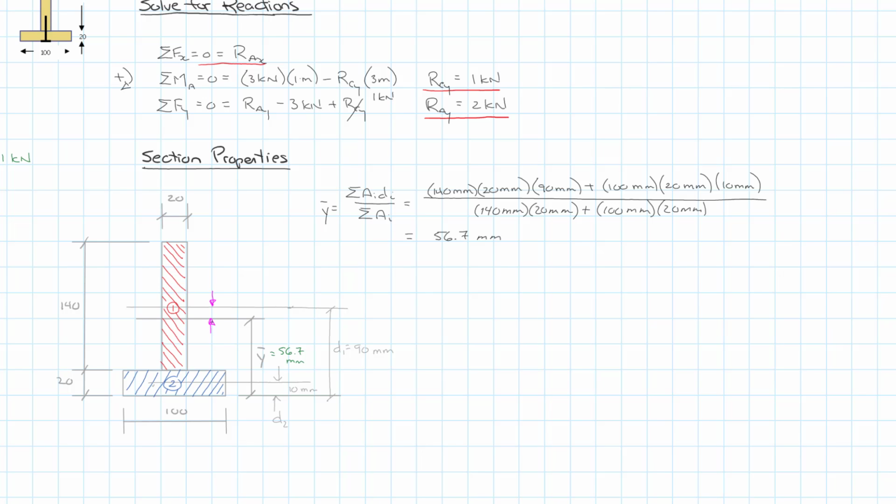And that distance is in here, and fortunately, that is also a D1, and that's equal to 90 minus 56.7, and I get 33.3 millimeters. And then for area 2, we have this distance down here, D2, and so that's 56.7 minus the 10, or 46.7.